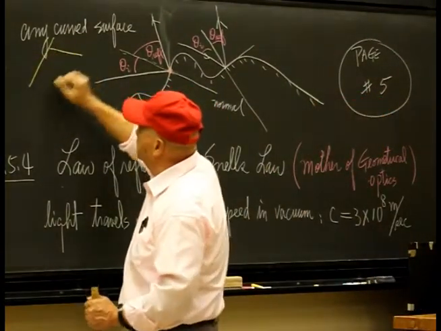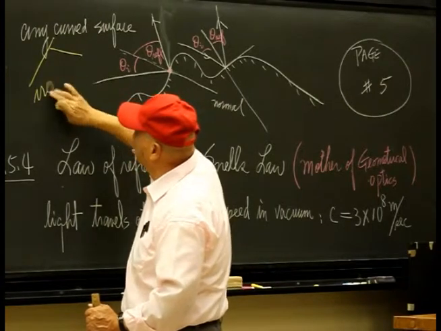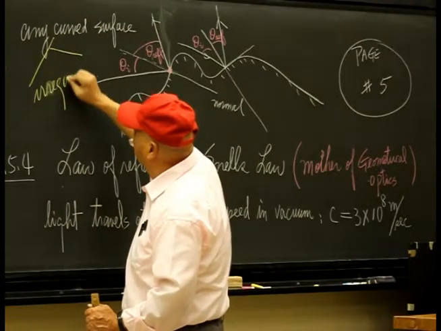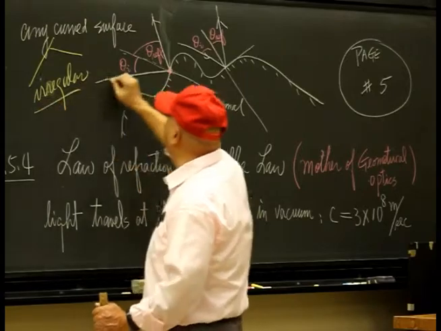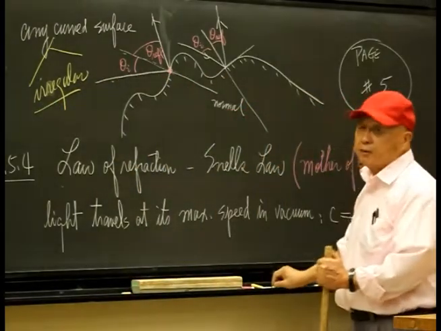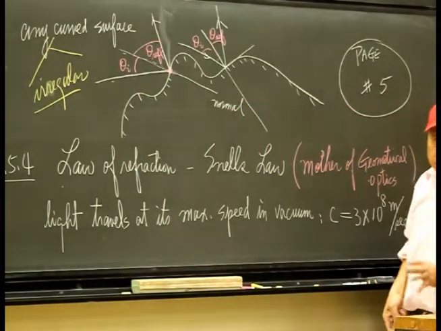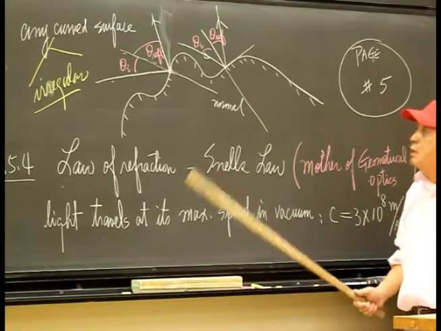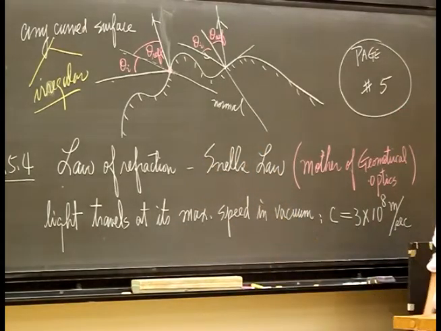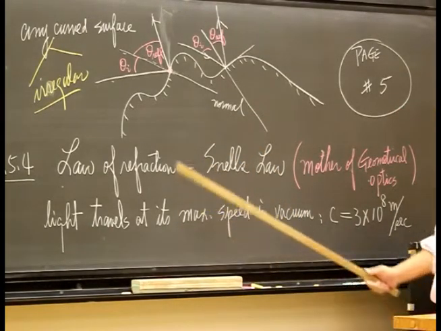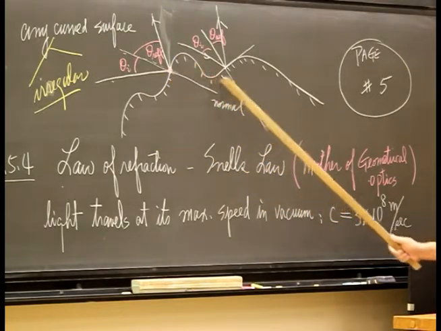Curved surface, irregular curved surface. For example, like this. Again, you can apply it. And then the same thing you have to watch out for is where the normal is. And this is the curved surface.